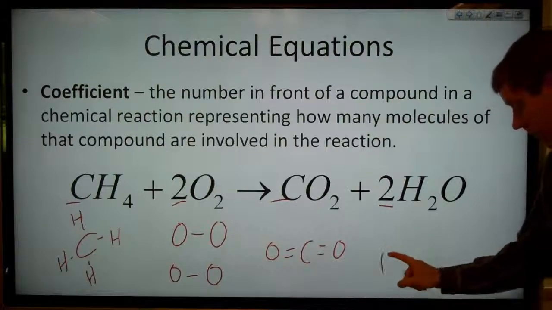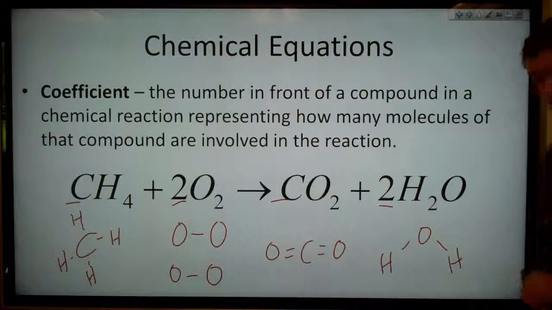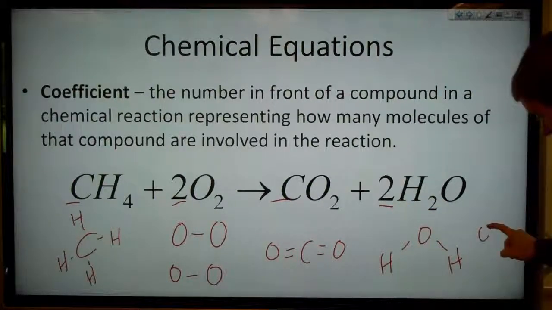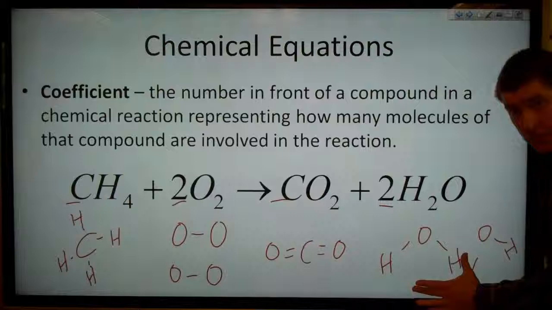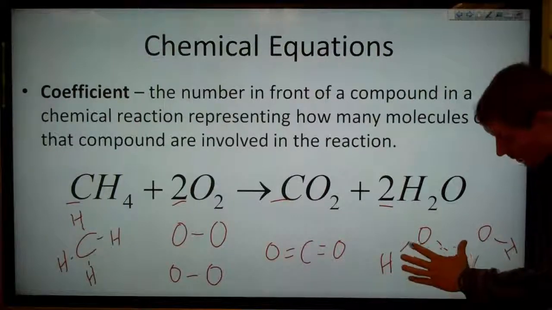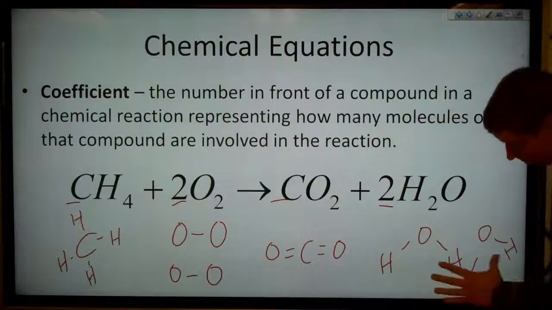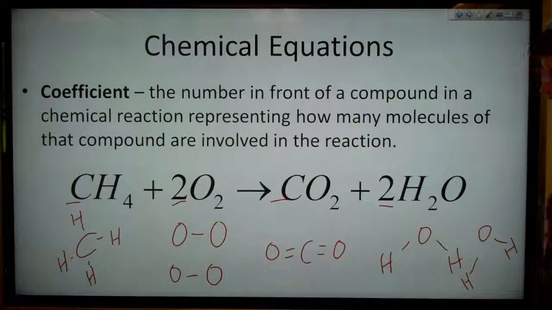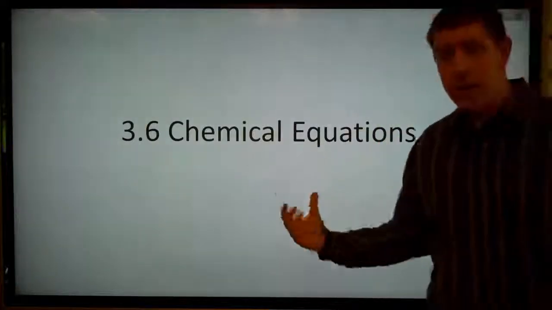Here we have 2 hydrogen atoms bonded to an oxygen atom. But we have 2 of those, so I need to draw another one. Okay. So we've got 2 groups of atoms, 2 molecules. Within each molecule, we have 2 hydrogens and an oxygen, but altogether, we have 4 hydrogens and 2 oxygen atoms. So that was chemical equations.